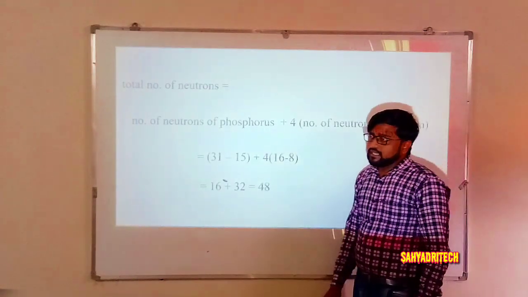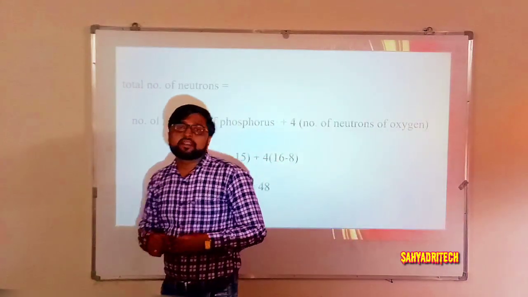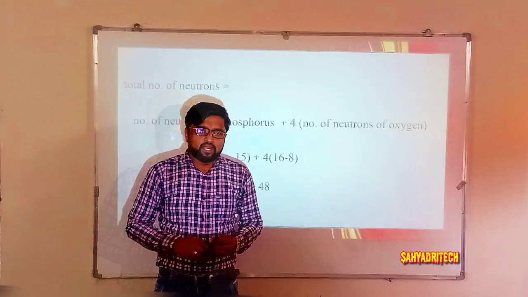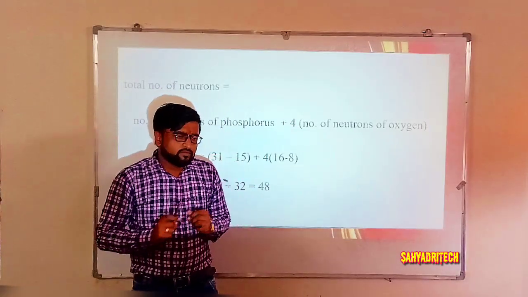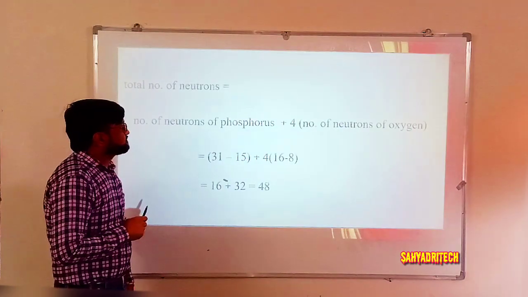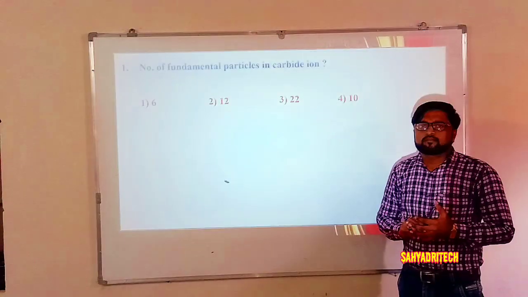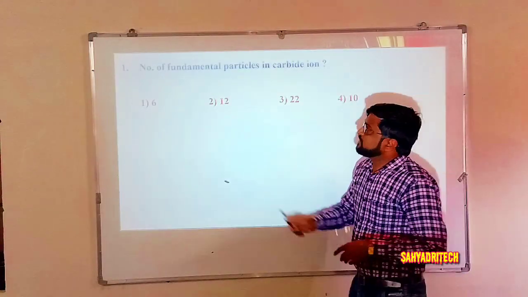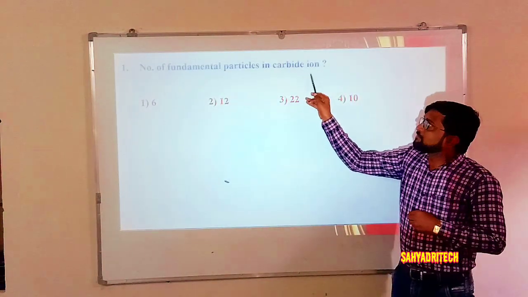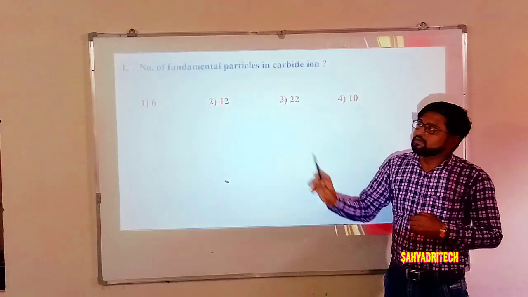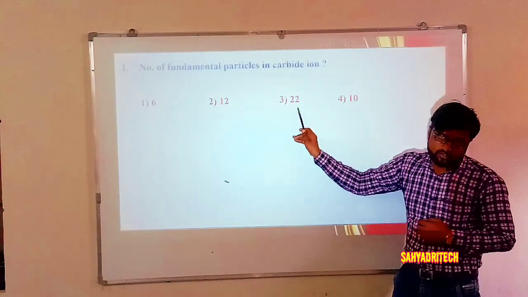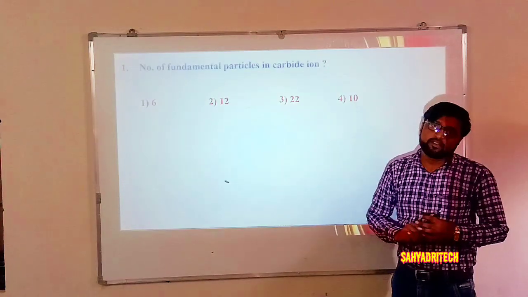So it is regarding how to calculate the fundamental particles. I hope it is clear for you. Well, we go for some objective type of questions. Coming to the first question, what is it? Number of fundamental particles in a carbide ion. Options: first option 6, second option 12, third option 22 and the fourth option is 10.